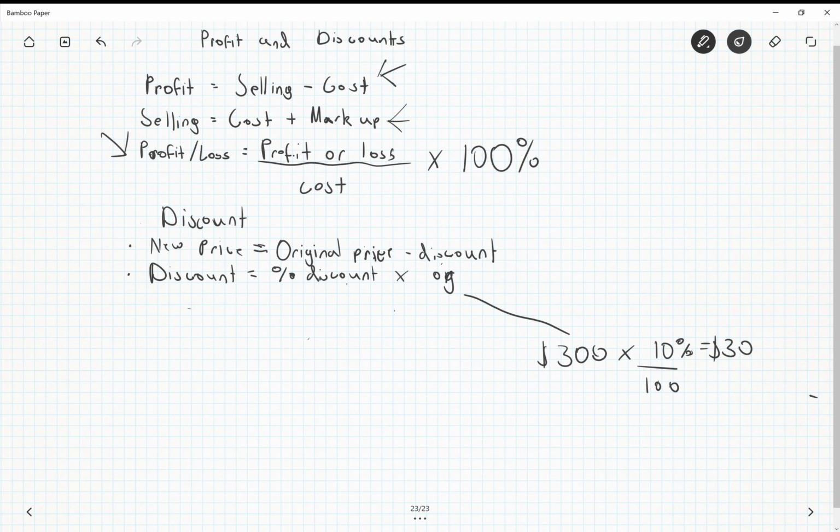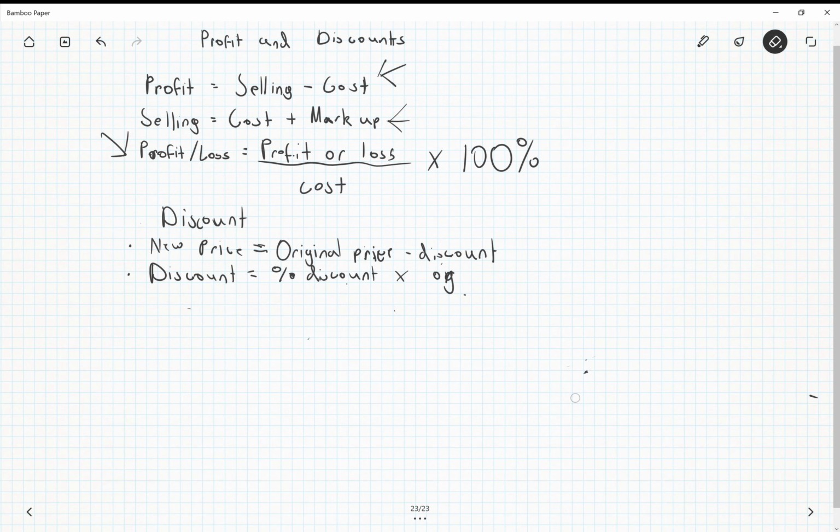So if we simplify it, this is gone and this now becomes 3. So 3 times 10, that would equal 30. Okay? So hopefully you've got a very good understanding of these key definitions, and I'll recap once more.